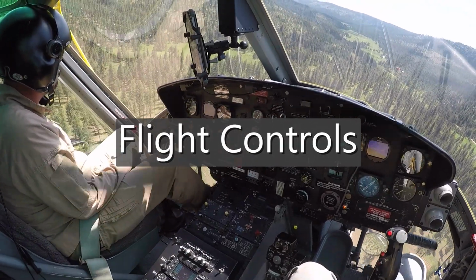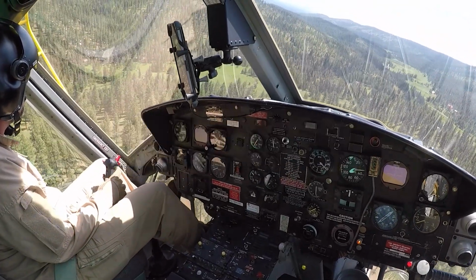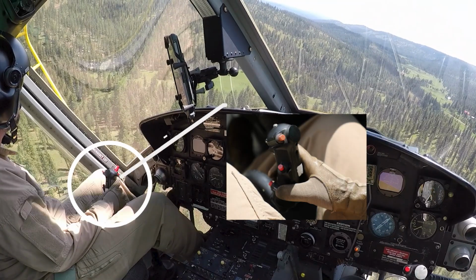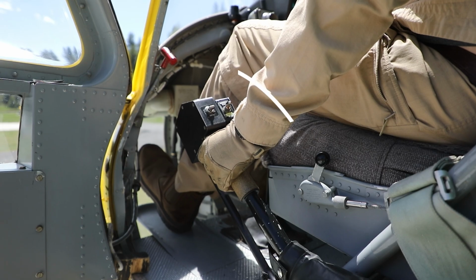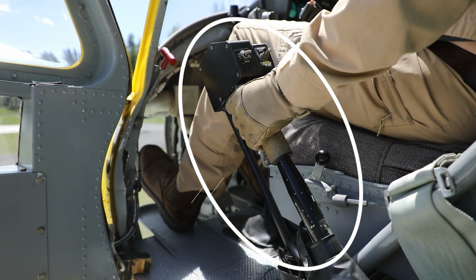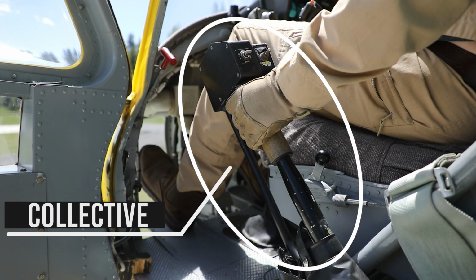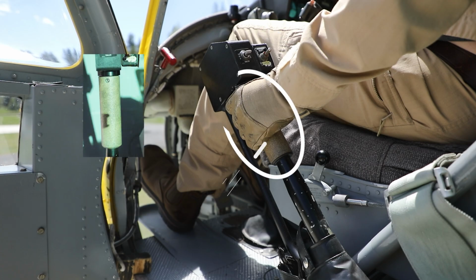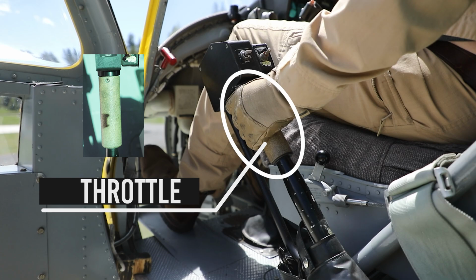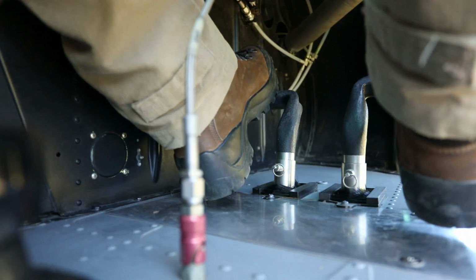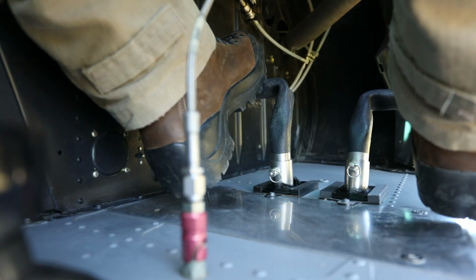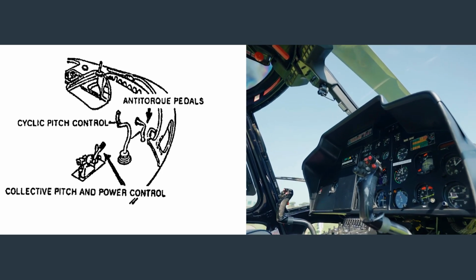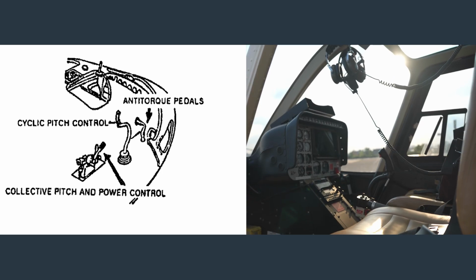There are 4 primary flight controls. The cyclic, flown with the right hand. The collective, on the left side of the pilot. This one includes the throttle. And down below, we have the anti-torque pedals. Through manipulation of these controls, the pilot can fly the helicopter.